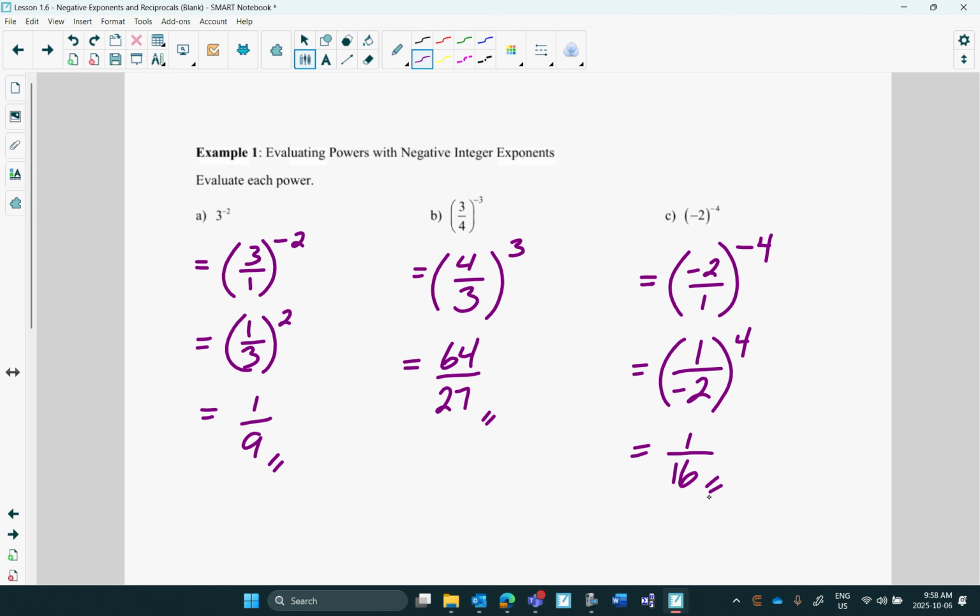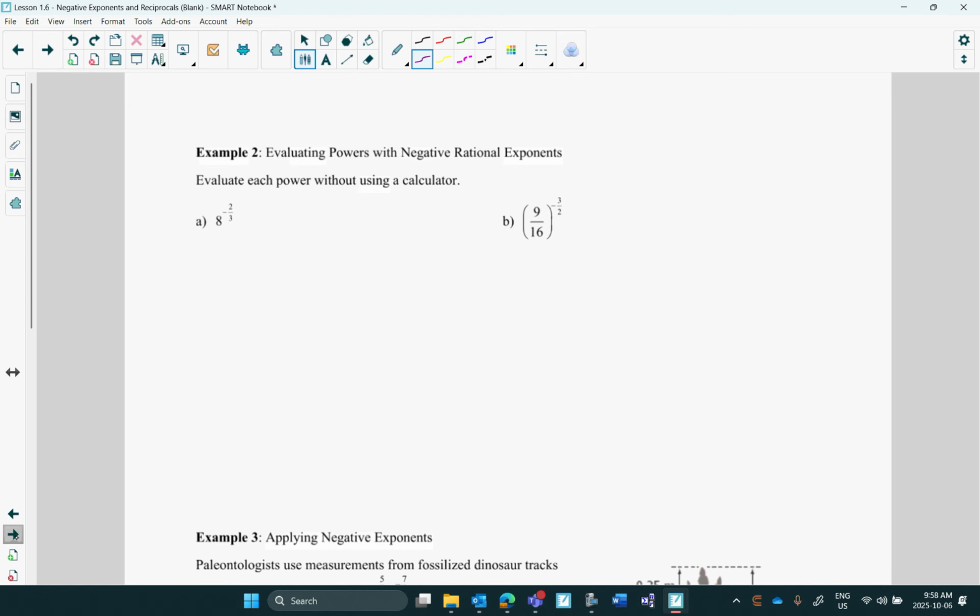Now, what if we combined what we learned last lesson with negative exponents? What if I asked you this?